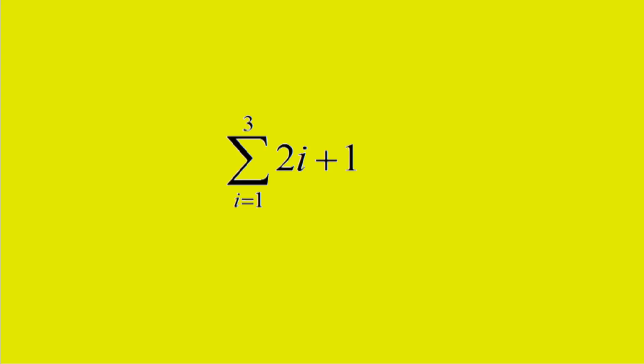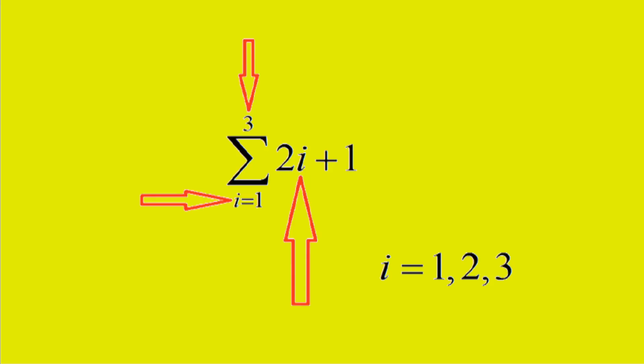Before we get started, let's break down the equation a little bit. This is your counting mechanism. It goes from 1 to 3 in this particular problem. I know it starts from 1 because at the bottom of the sigma it tells me, and I know it stops at 3 because at the top of the sigma it tells me. So when you look at this problem, you know that i is first 1, and then 2, and then 3.